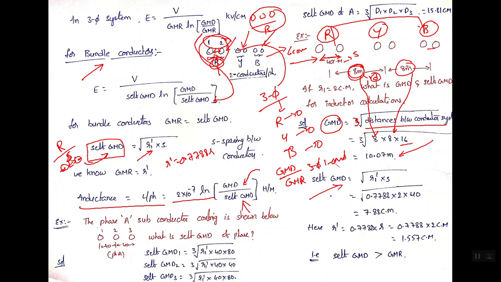Then what is the self GMD? In the self GMD, we have to consider the spacing between these 2 conductors also. What is the spacing given? 40 centimeters. So we have the root of R dash into S. We know that R dash is 0.7788 into R. R is given, that is 2 centimeters. So we have to take 2 centimeters, and the spacing between these 2 conductors is 40. So we have to take 40. Then we will get the self GMD. So from this, what can we conclude? Just wait.